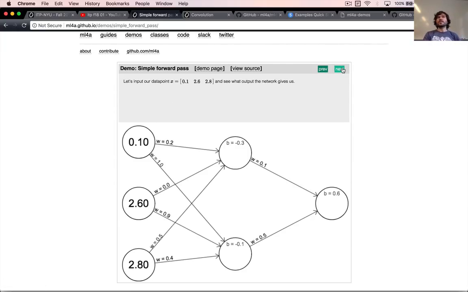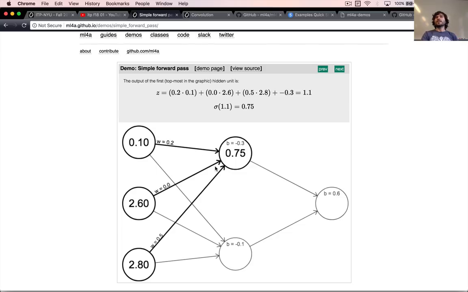We input the point, and it goes through these connections. The first one is going to be the input times the weight, plus this input times its weight, plus this input times its weight, plus this bias. And then through a sigmoid nonlinearity. So this is a sigmoid function, and it squashes it between 0 and 1, and the value we get is 0.75.